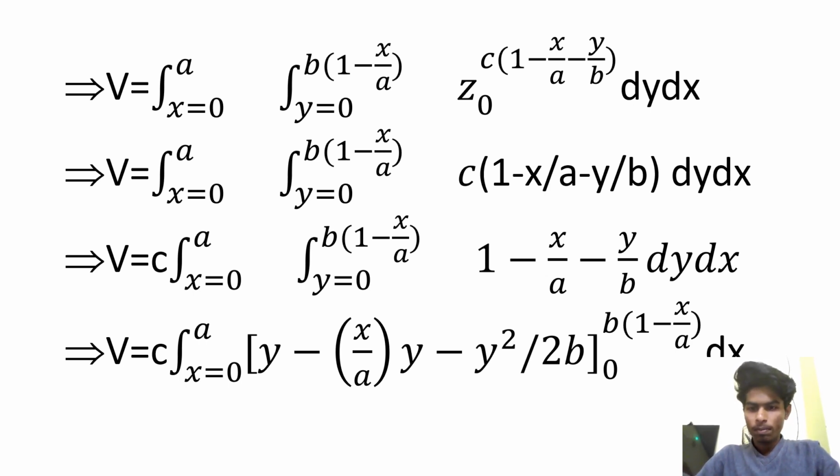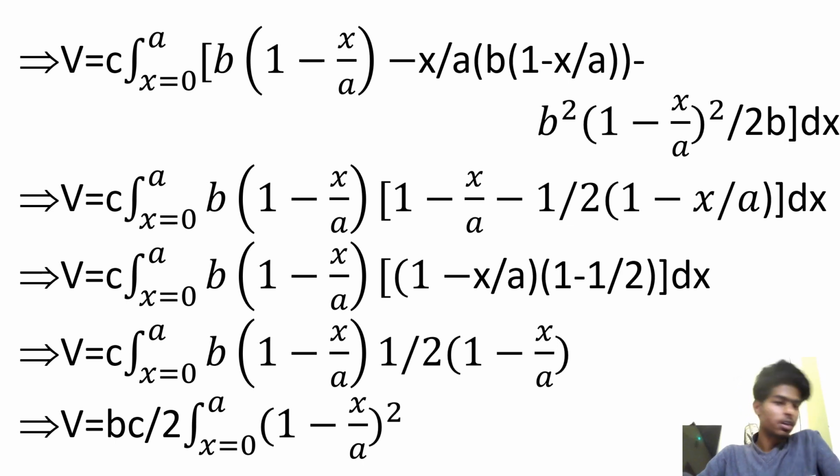Lower limit is 0, upper limit is b into 1 minus x by a into dx. Here integration of 1 into dy is equal to y. Integration of x by a into dy is equal to x by a into y. Integration of y by b into dy is equal to y square by 2b. After doing integration, we apply the upper limit and lower limit.